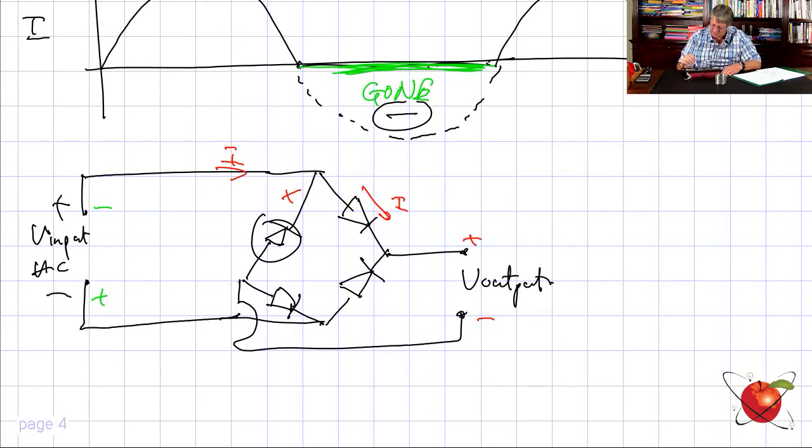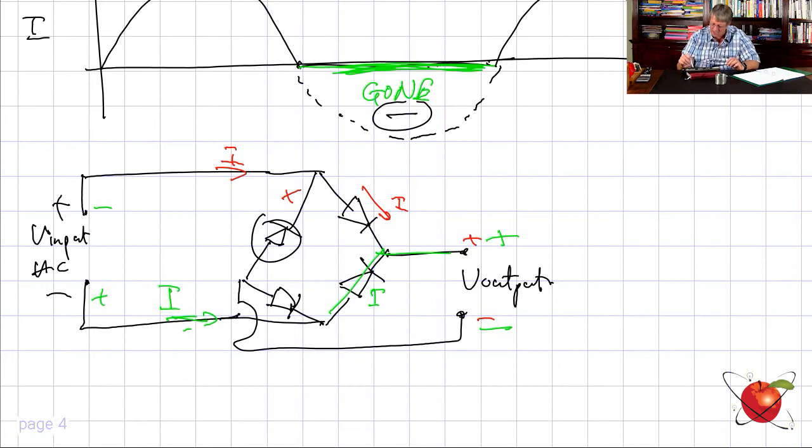Then what do we do next? Next we follow the green one. We say, okay, it's now here. So I comes this way now, doesn't it? Because it's plus, I goes through here, and it stays plus. And the minus will stay a minus. So basically, it stays plus, plus, and minus, minus.